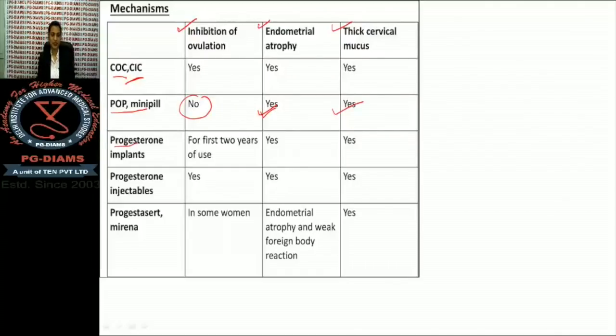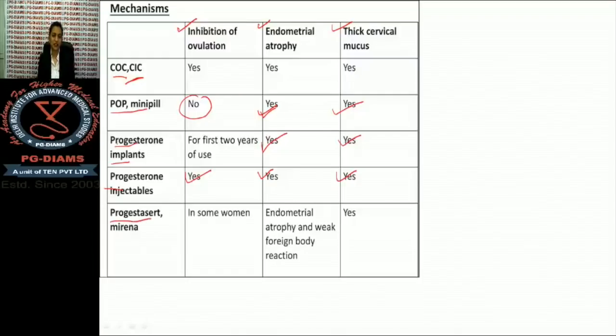Then coming to progesterone implants, which are also low dose. For the first 2 years, because the dose is comparatively higher, progesterone can have some negative feedback effect, and you can have inconsistent anovulation. But later, and even in the first 2 years, the most consistent effects responsible for contraception are endometrial atrophy and thick cervical mucus. Then coming to progesterone injectables, which I told you earlier are high dose progesterones, they have the effect of anovulation, endometrial atrophy as well as thickening of cervical mucus.